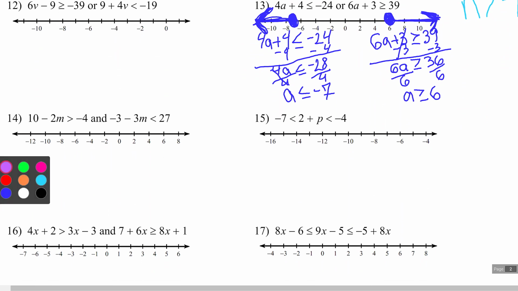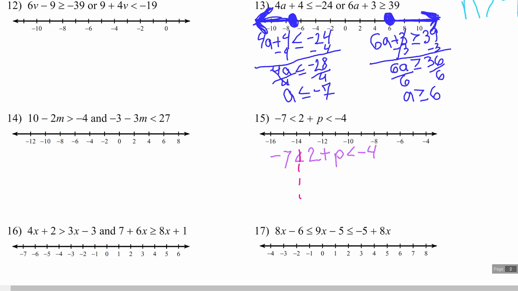All right, so now number 15. 15, I'm going to solve this one differently than I did the last one. Instead of breaking it into two parts, I'm going to just draw the lines down so I remember to solve each of these 3 parts instead of solving 2 separate inequalities. So to isolate the variable, I need to move this 2. Since the 2 is positive, I can subtract 2 from all 3 parts of this inequality.